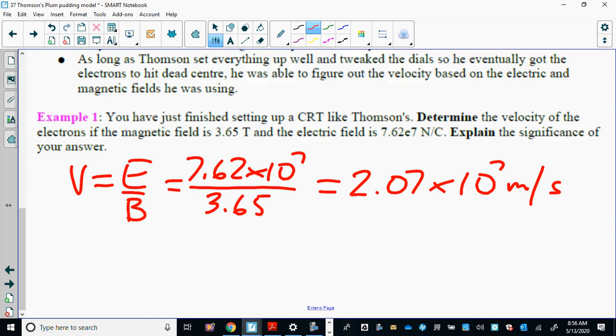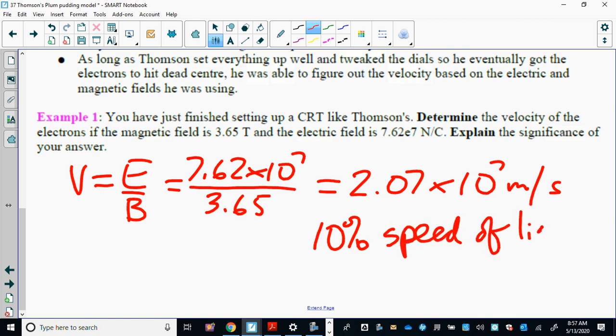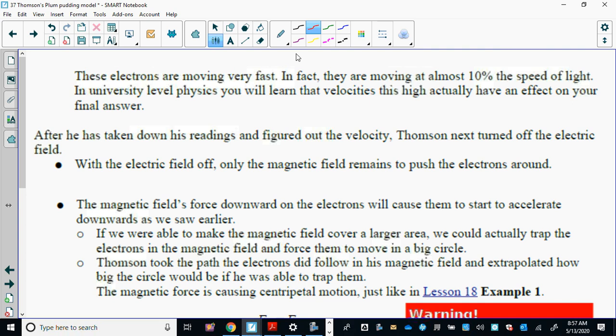And then it says, explain the significance of your answer. Well, the only real significance of that answer is that it's about 10% the speed of light. And if you take university physics, you will discover that when things approach the speed of light, or that's not approaching, it's only 10% the speed of light. But when you're getting close to the speed of light, really crazy things happen and you have to change your math. But that's for university. Oh, scary stuff. Okay, so yeah, it says moving faster than 10% the speed of light, and yeah, blah, blah, blah.